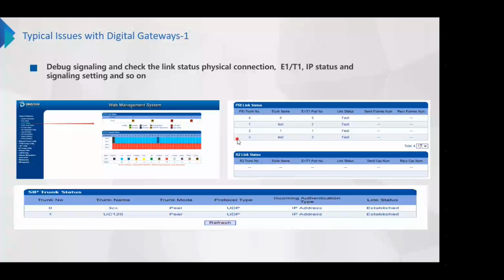Of course, if you connect to a SIP trunk, you can also check it from the GUI. Make sure the SIP trunk link is up and established. So our MTG offers a tool to check the physical link, E1, T1 link, IP link, and so on. It's for very basic users to check your data or status from the GUI.